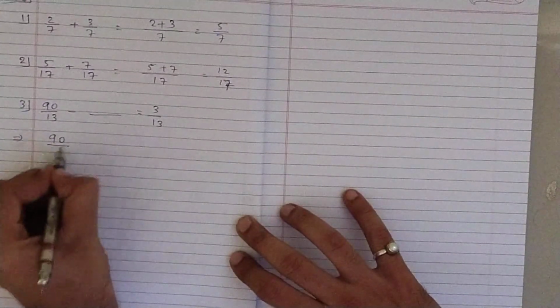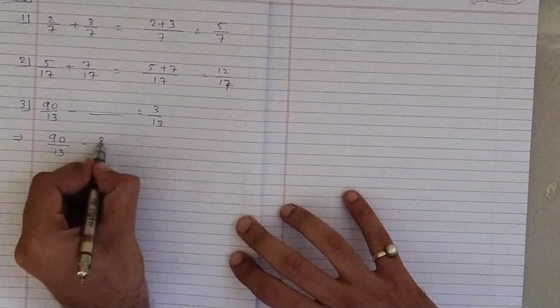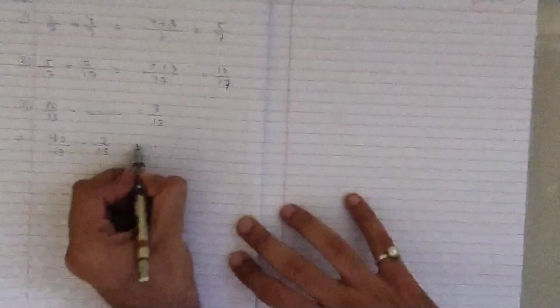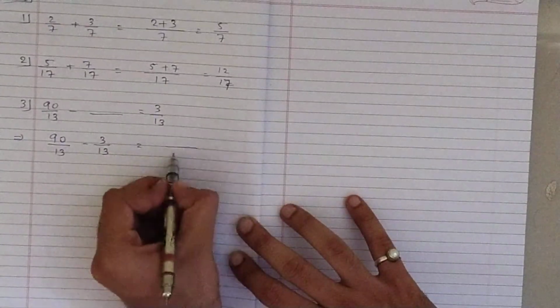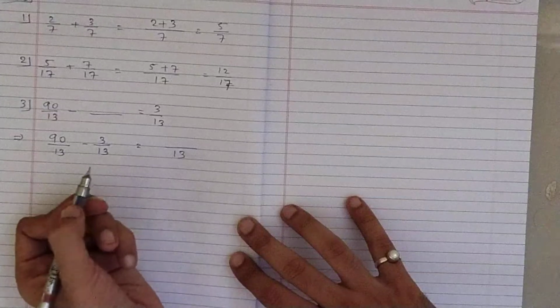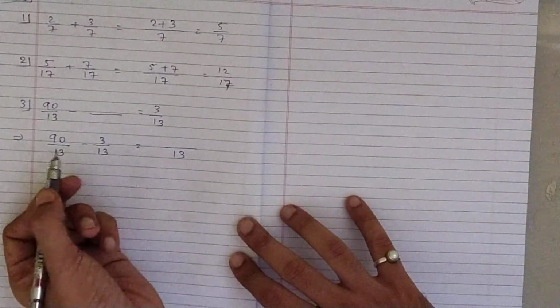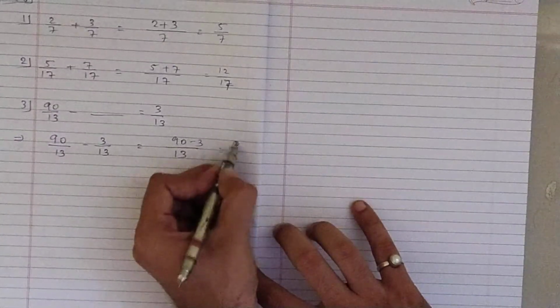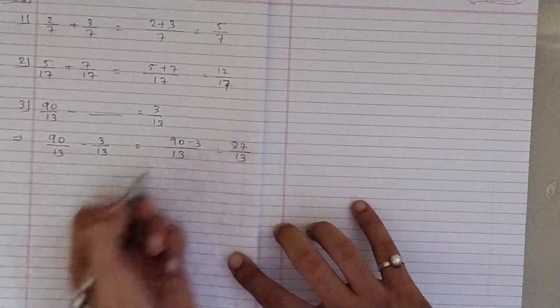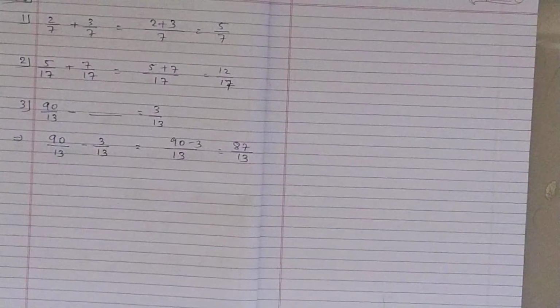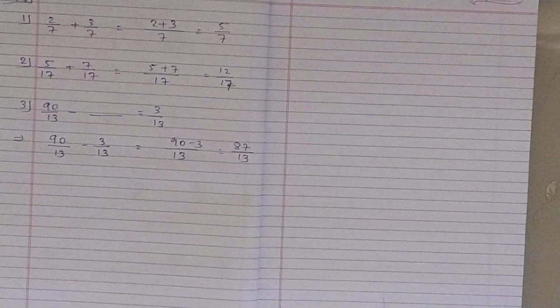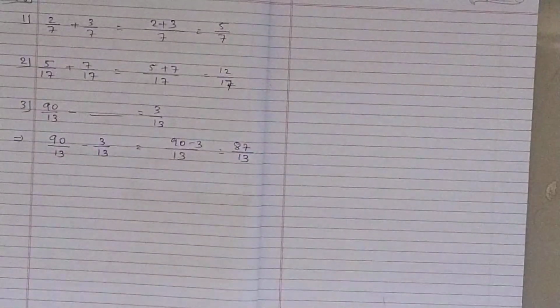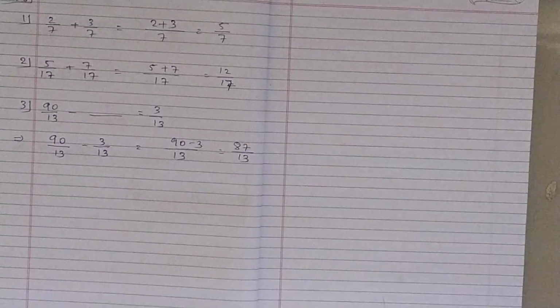Okay, so 90 upon 13 minus 3 upon 13. So the common denominator 13 we will directly copy in our answer. 90 minus 3, that is nothing but 87. 87 divided by 13 is your final answer. No more cutting is possible in any of these three answers, so we'll take them as final answers.